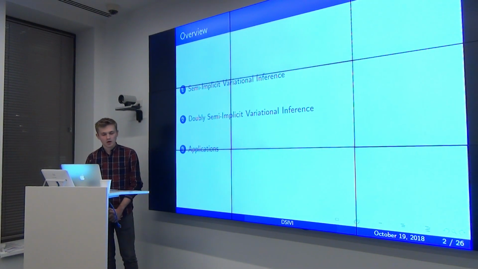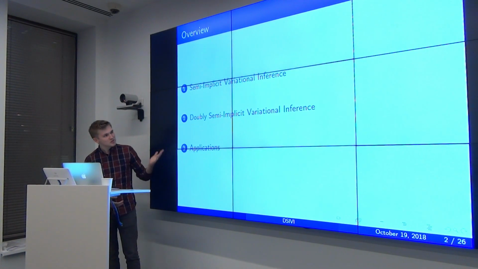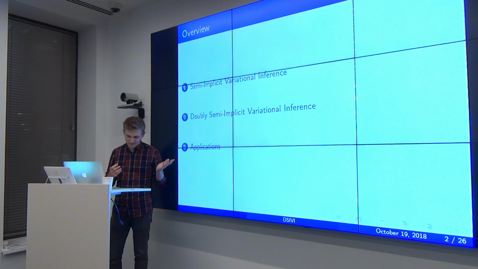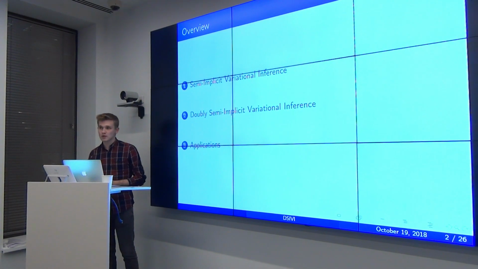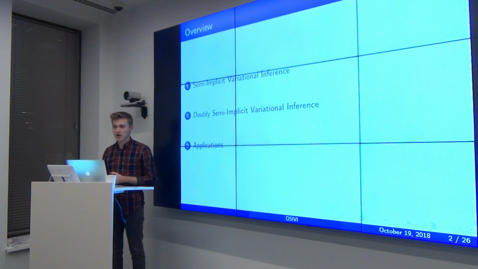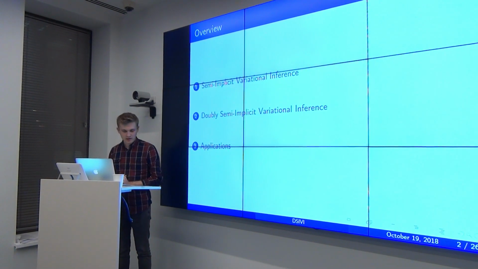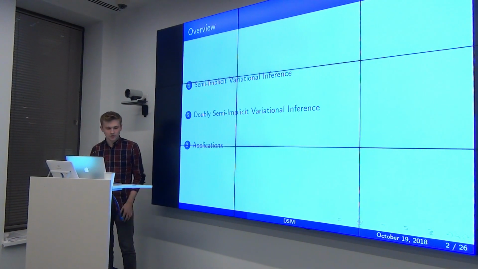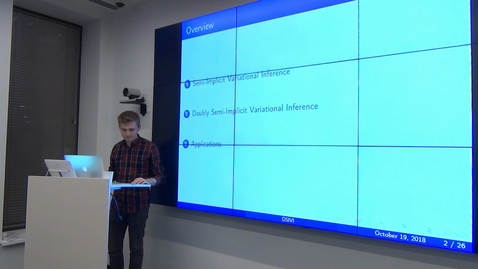Second, I will present our latest paper with Dmitry Molchanov, Artem Sobolev, and Dmitry Vetrov, Doubly Semi-Implicit Variational Inference, which I will call DSIVI for short. It extends the former approach and allows for variational inference not only with semi-implicit approximate posteriors, but also with implicit priors. The paper has been submitted to AISTATS 2019, and the preprint is available on arXiv. And third, I will tell you about the applications of implicit variational inference and show you some experimental results.